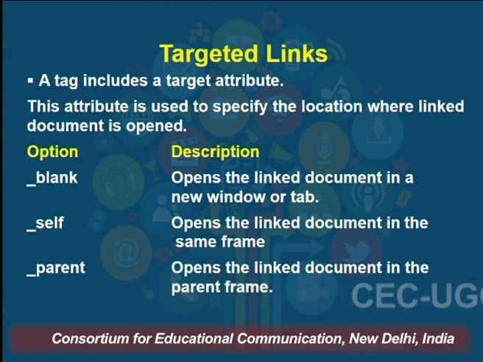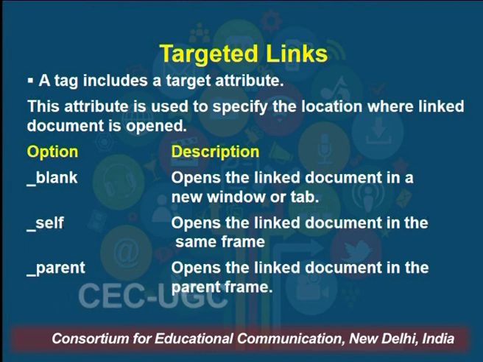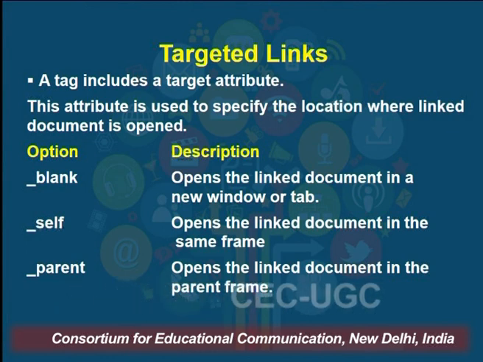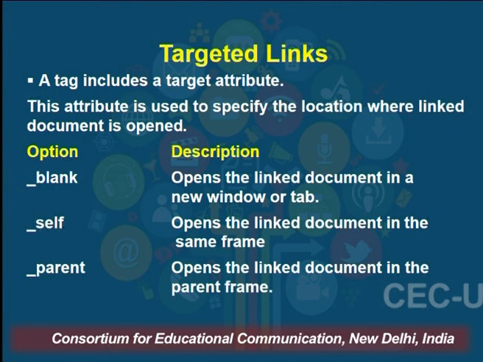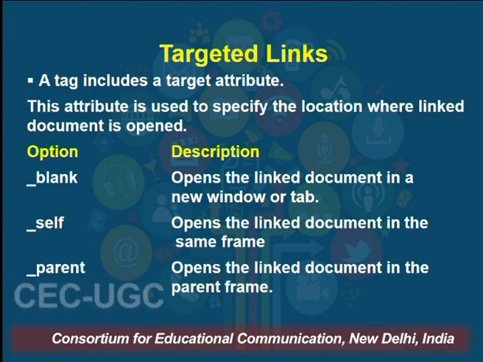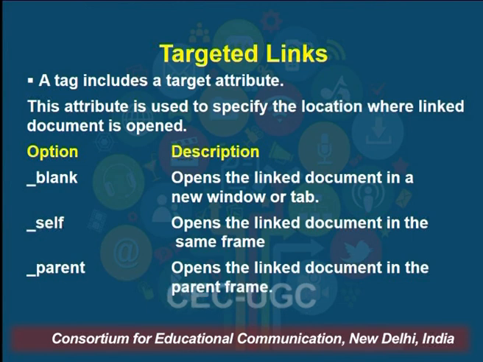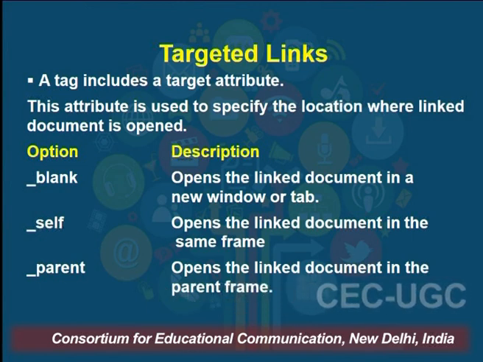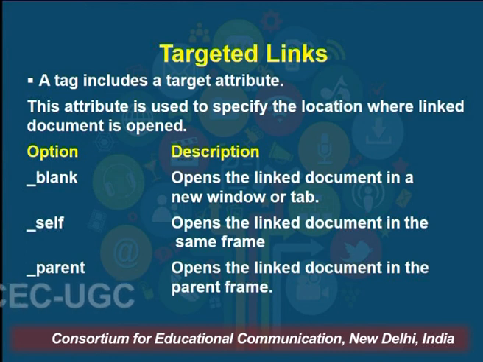So in your anchor tag, where you are writing a href is equal to URL, you can also specify a target attribute. Now in the target attribute, you can give various options depending on where you want the location, that is where you want the document to be opened, the linked file to be opened. So in target, we can give an option of underscore blank. So this will open the linked document in a new window.